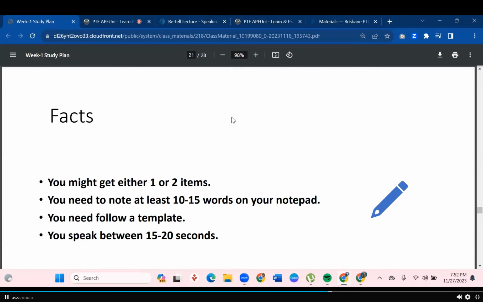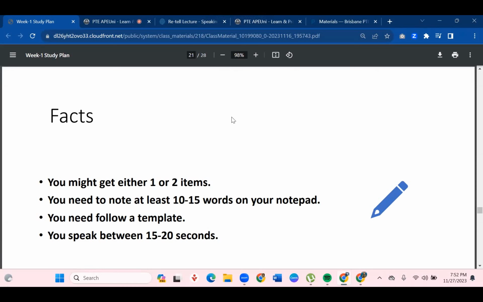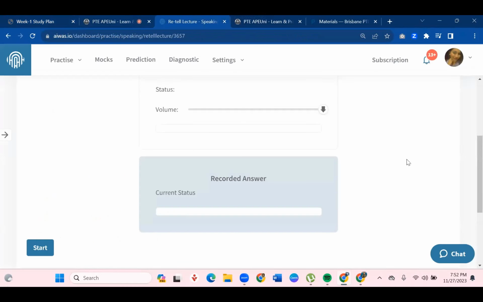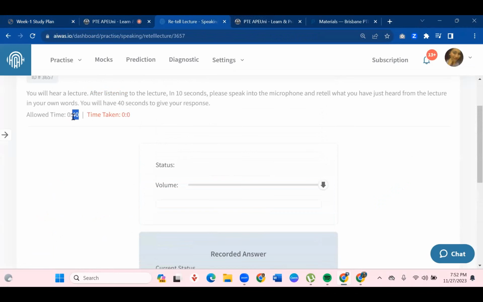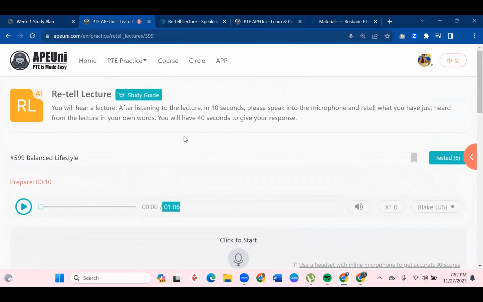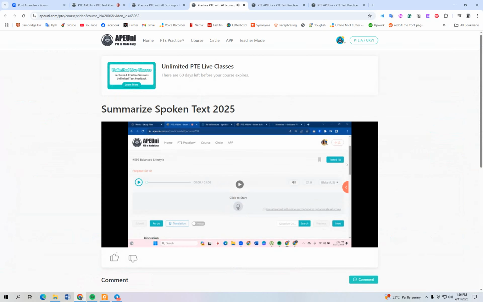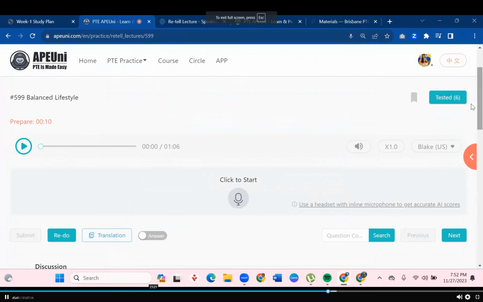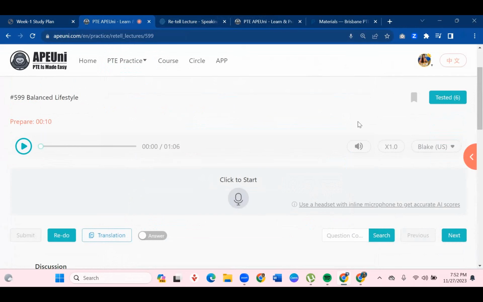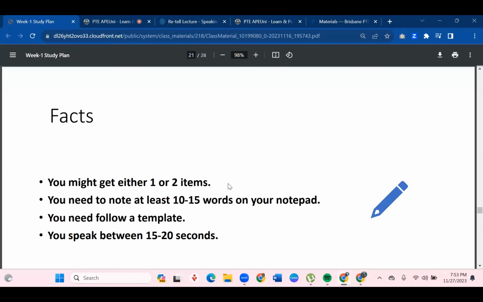Now, lastly, you are trying to speak between 15 to 20 seconds. Now, guys, whenever you go to AP Uni or iVerse Plus, you will see that your total time is 40 seconds right here. You will have 40 seconds to give your response, which means your speech would be 40 seconds long, right? And then you have to speak for 15 to 20 seconds out of those 40 seconds. Okay, now these 40 seconds is the whole time, but we want to get the maximum score in fluency.